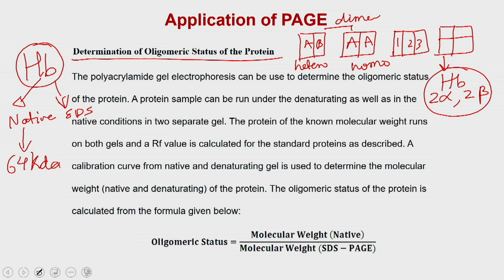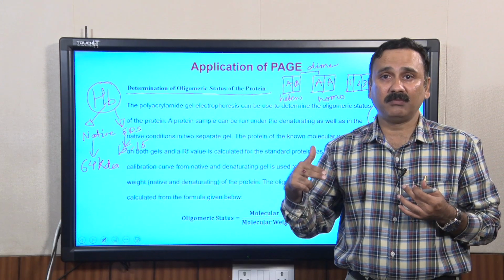it will give me a molecular weight of 64 kilodalton. When it is in the SDS page, I will get 2 bands of 15 or 16 kilodalton, because alpha and beta subunits are 15 kilodalton. So, I am going to get 2 bands, and I can calculate the molecular weight of these 2 bands, which correspond to the alpha and beta subunits.